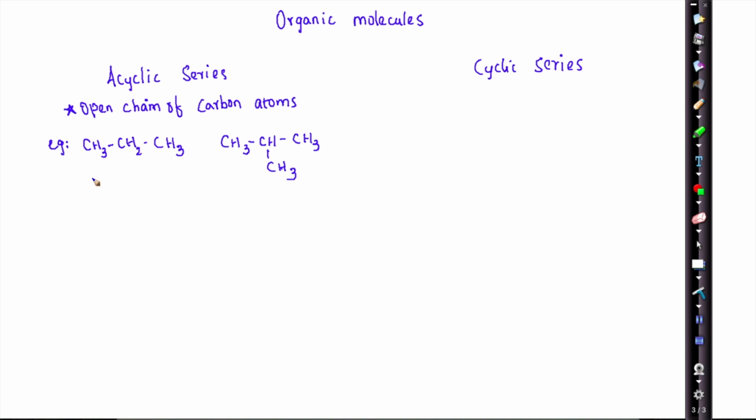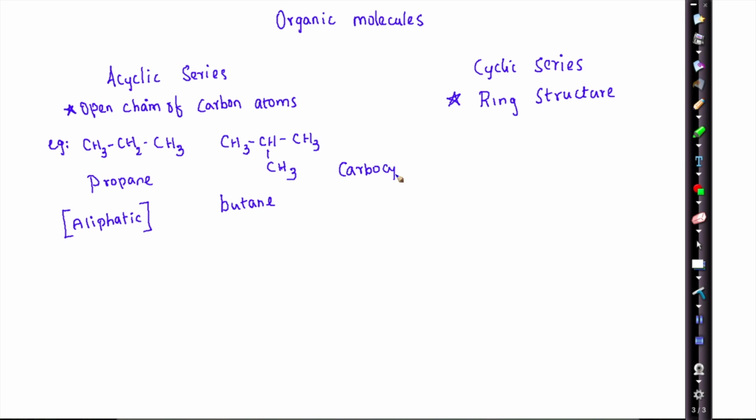The first example is propane and the next one is isobutane. This name, propane, butane, depends on the number of carbon atoms present in the chain. When you learn about nomenclature, I'll teach you how to name a compound. Now let's discuss only the classification. In the cyclic series, as the name suggests, it's going to be a ring structure. It is further classified into carbocyclic and heterocyclic compounds.